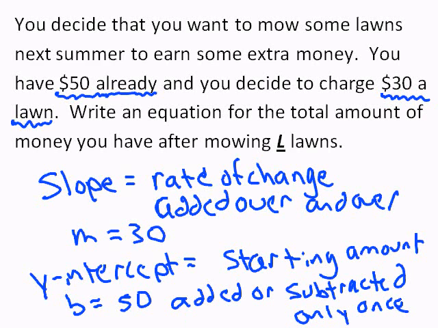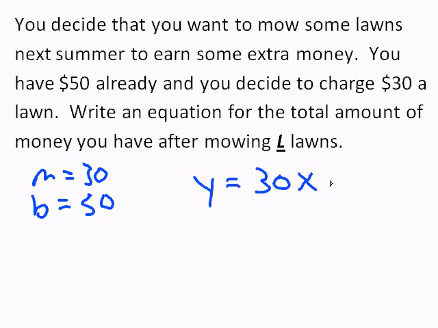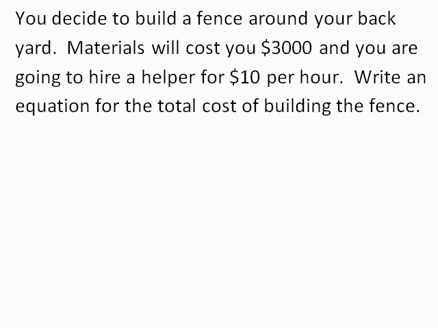So if we were going to write an equation of the line that represents this problem situation, all we would need to do is keep our m and our b. Remember, m is 30, b is 50. And we can write the equation. y equals 30x plus 50. Go ahead and read through this problem on your own. Try to find the equation that represents the situation, and press play when you're ready to see the answer.